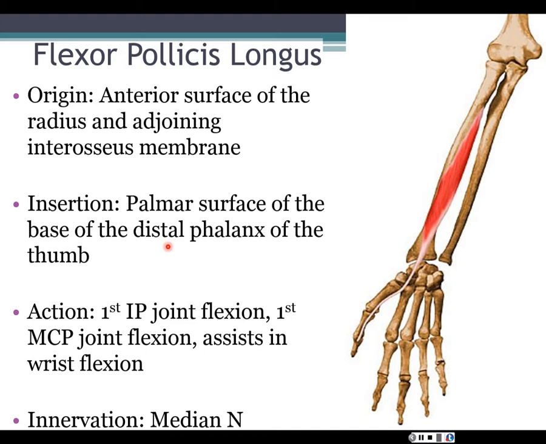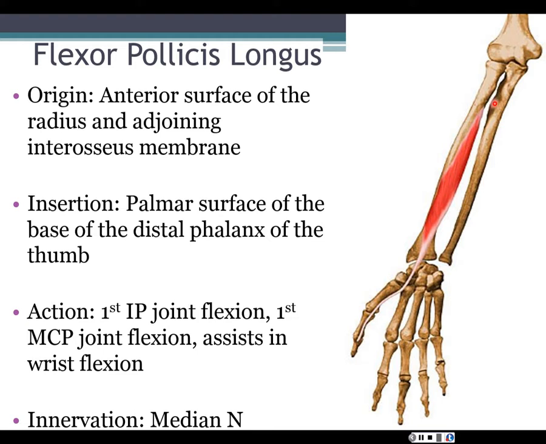In this case, the origin is going to be along the radius. It is also going to run in that tunnel formed by the trapezium and the pisiform. So it's going to actually run around this tunnel, and the way it's going to orient itself, kind of hook in here and be held in place by the bone, and then it's going to run on the palmar side all the way out to the distal phalanx.